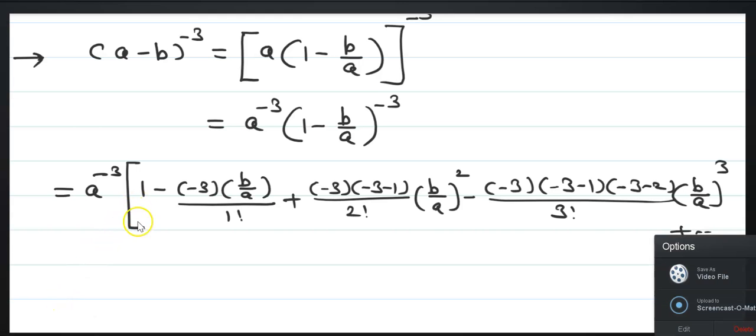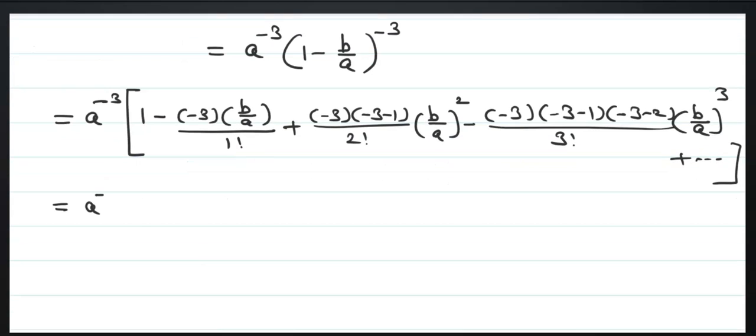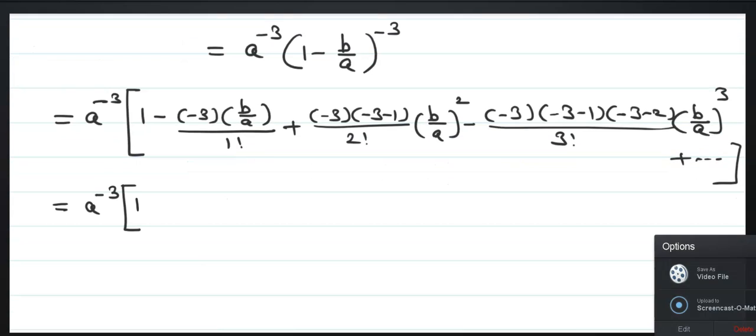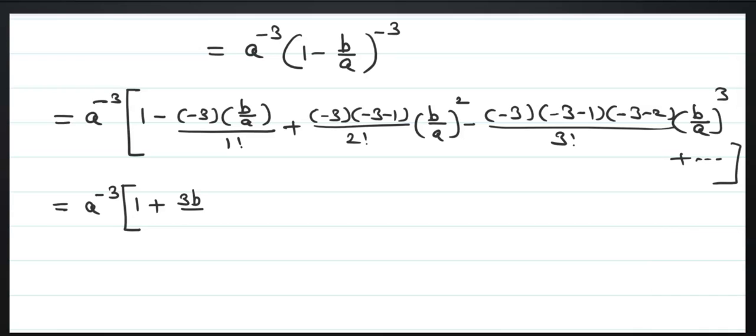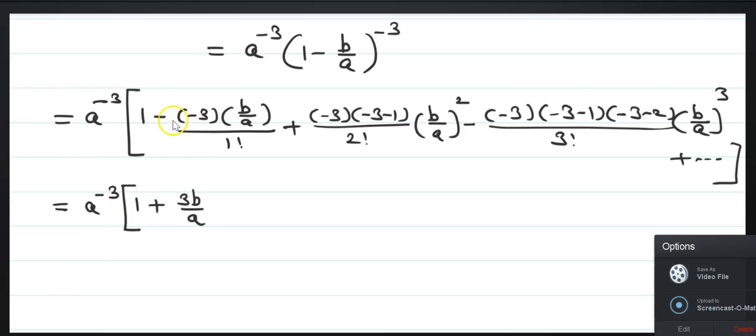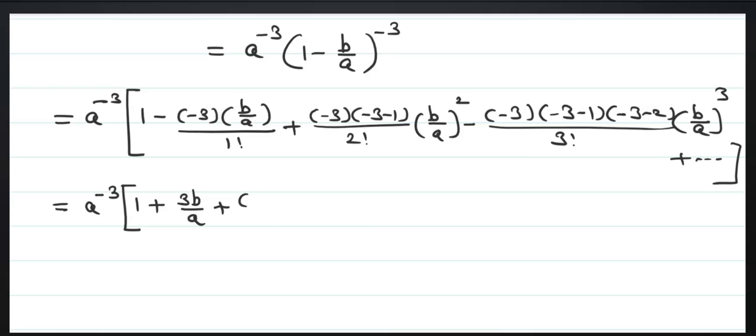Therefore, here is the alternating plus and minus we have written, and we have substituted the value of n, that is minus 3. Now the next simplification is important. A raised to minus 3. 1 is as it is. Next is minus 3b upon a, and this minus minus will become plus. Therefore, the second term will be 3b upon a. Now the third term. Again minus minus will become plus, b square upon a square.